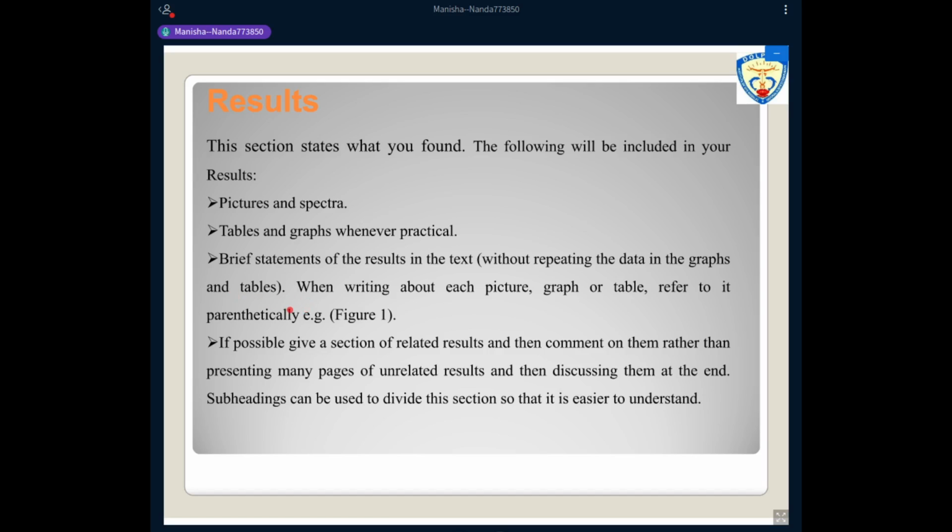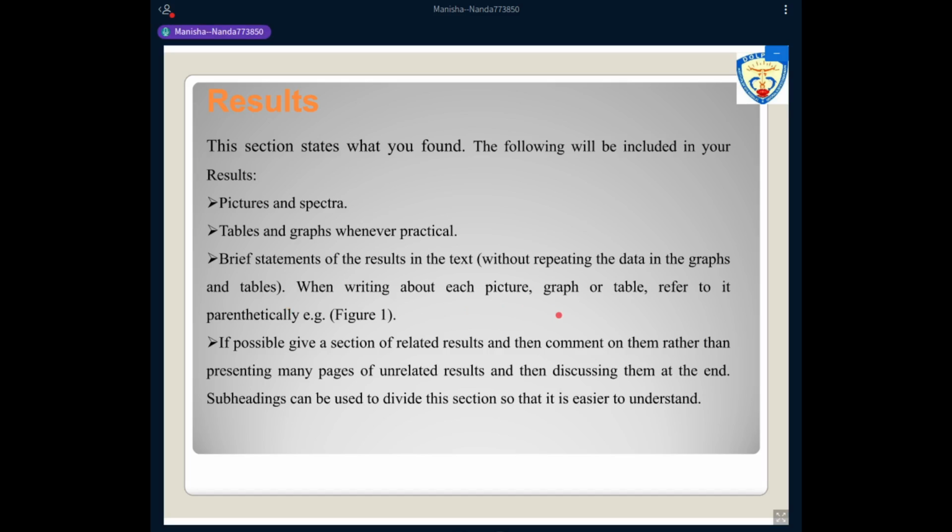Then, brief statements of the results in the text, without repeating the data in the graphs and tables. Once we report our results, we make tables and graphs, but then we just have to write in text the important findings also. It is just a statement that justifies or explains your results. But one thing you should keep in mind is that it is not good to repeat what you have written in your tables and graphs. So you should design it very beautifully so that it is precise and always informative.